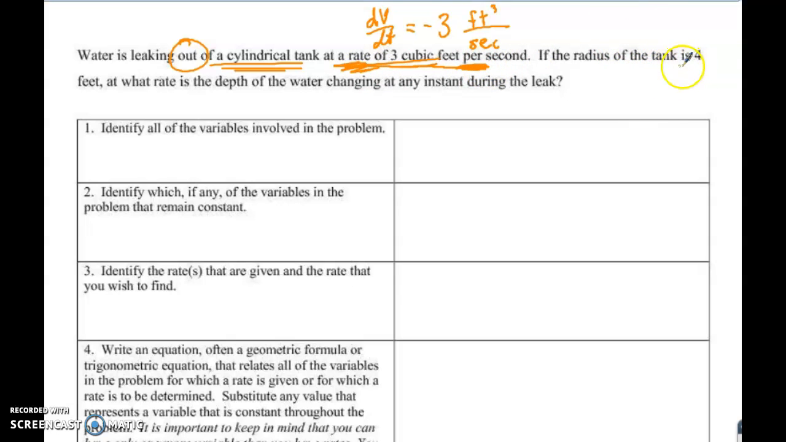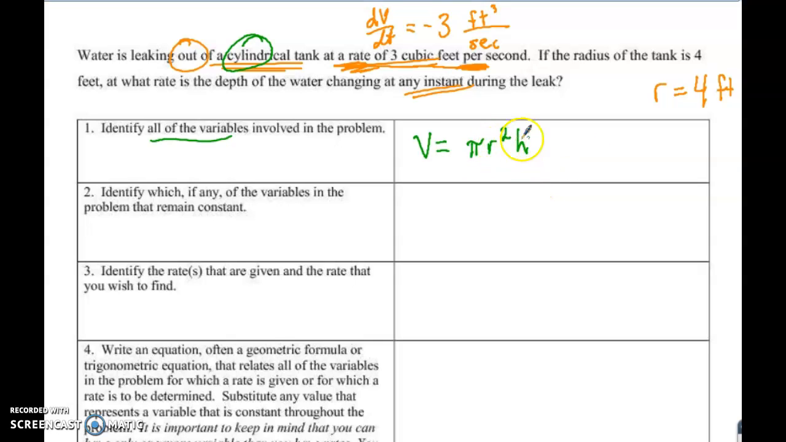So if the radius of the tank is 4 feet, we can write that down, r equals 4 feet. At what rate is the depth of the water changing at any instant in this problem? Well, if you were to look at the directions, identify all the variables. You might want to identify that it's a cylinder. So look at volume is equal to pi r squared h.